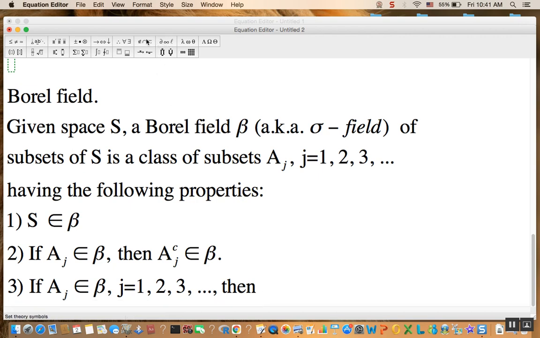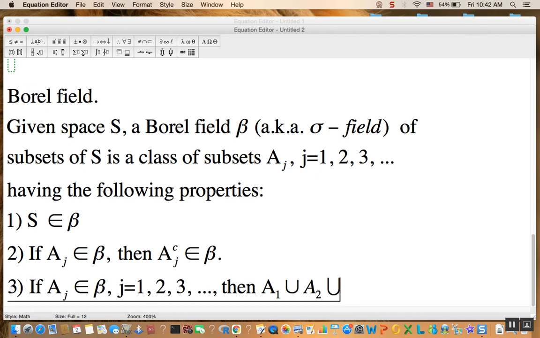Then the infinite union of these guys, so let me write it down like this: A1 union A2 union A3 union ... will also belong to beta.